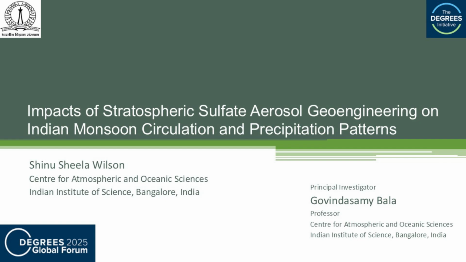And under the SAI scenario, there is an easterly anomaly over the Indian region, which means the low-level jet stream is weakening. And in the upper troposphere also, we can see an anomalous cyclonic circulation, which means the South Asian high is weakening. So the main message is that the projected changes in the monsoon circulation under global warming are not offset under SAI.